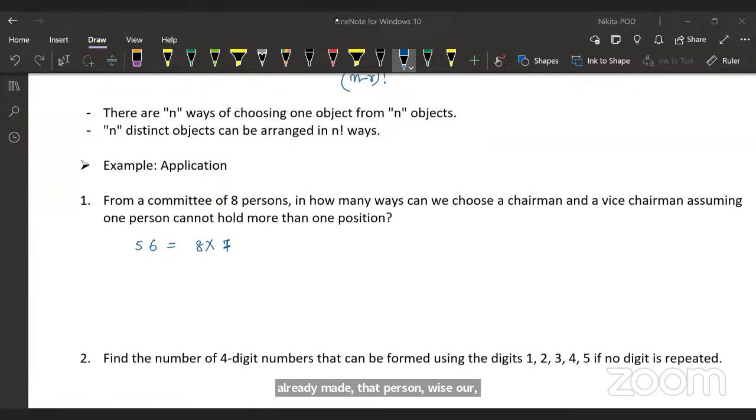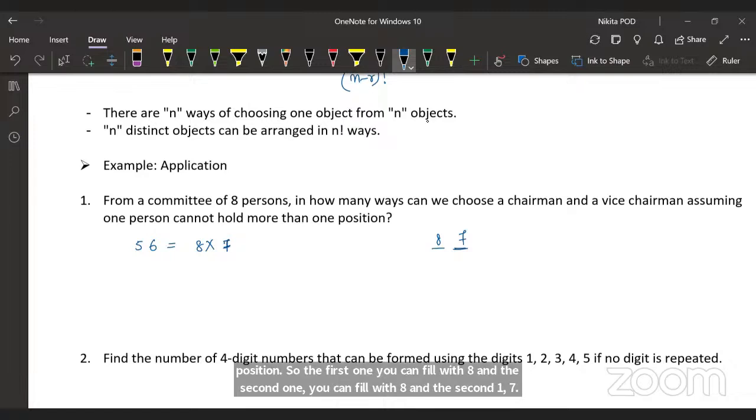We did it by the counting principle, which we first saw in week 5. So you have 8 people, but you have just 2 positions. You want to fill these 2 positions. The first one you can fill with 8 and the second one with 7. So just 8 times 7. And since it is also mentioned that one person cannot hold more than one position, that's why it is 7.